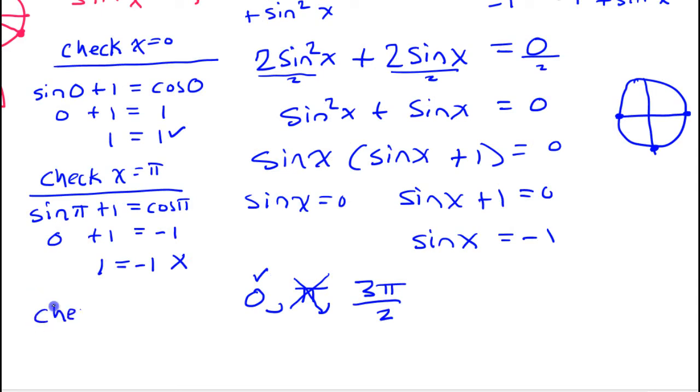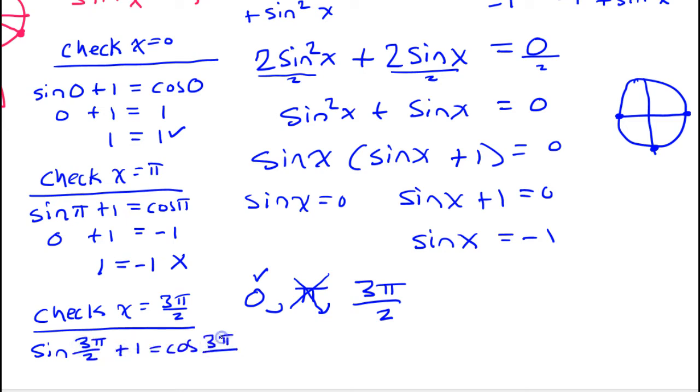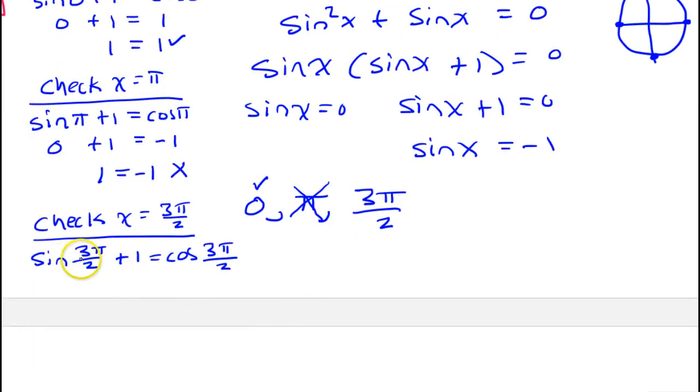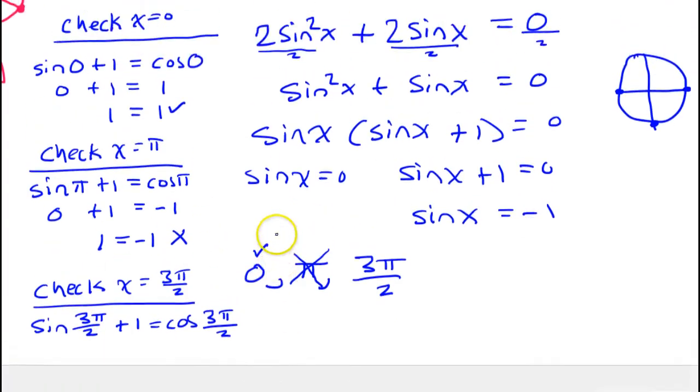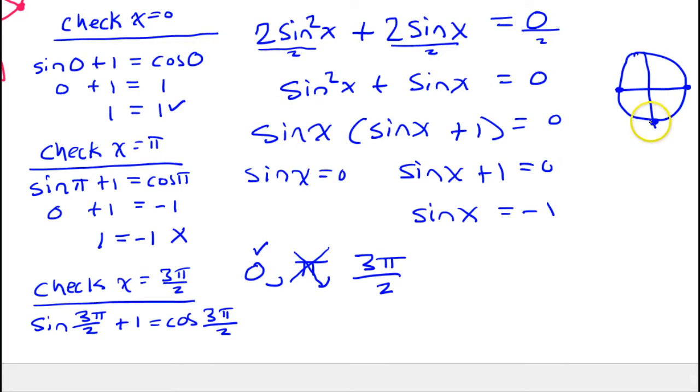Now I need to check x is equal to 3 pi over 2. So that's going to give me sine of 3 pi over 2 plus 1 is equal to cosine of 3 pi over 2. Whoa, I'm really running out of space down here. Anyway, sine of 3 pi over 2, that is a y value. So that's going to be negative 1. So I've got negative 1 plus 1 equals cosine of 3 pi over 2. That's an x value, so that's going to be 0. So that's giving me 0 is equal to 0, which does check out.